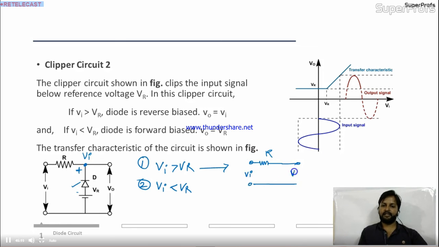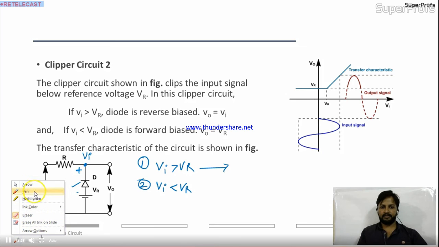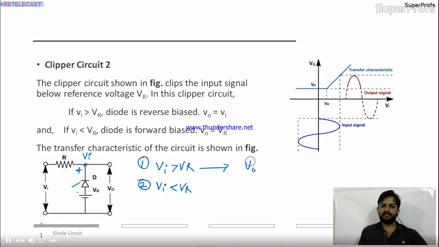So Vi, here V0. In this case, V0 follows Vi, as you can see. I think it's pretty clear to you. It's a very easy concept, right? In this case, V0 will be equal to Vi.